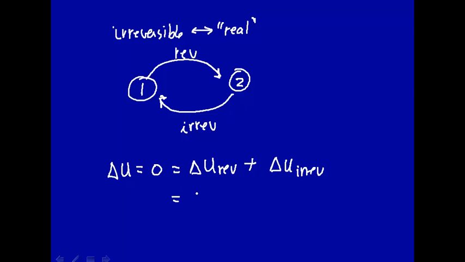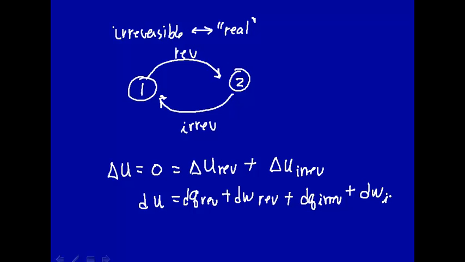Let's rewrite that. Let's actually do the infinitesimal here: dQ reversible plus dW reversible. That's what that is from the first law of thermodynamics. Let's do the same thing for the irreversible pathway. So this would be dQ irreversible plus dW irreversible.